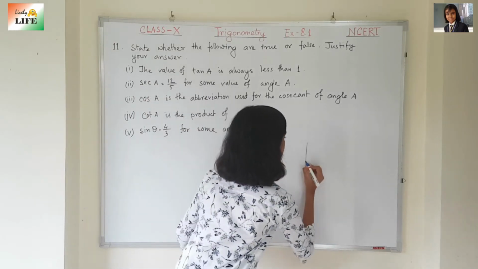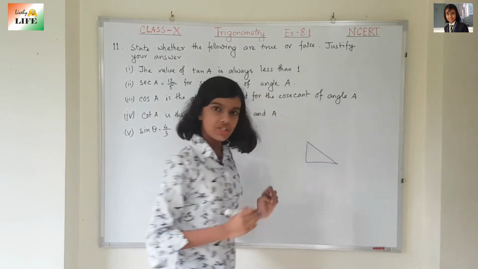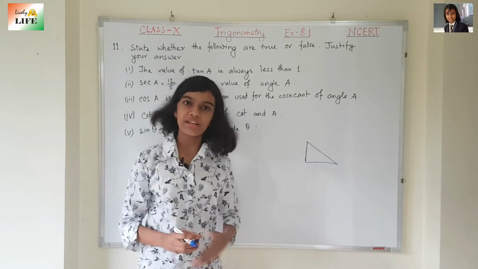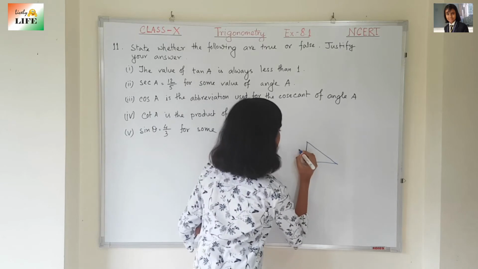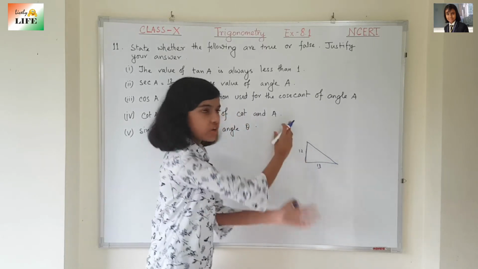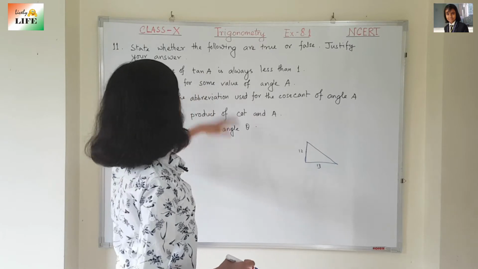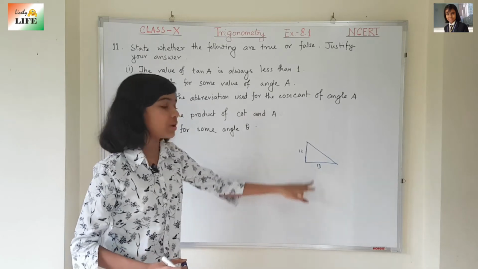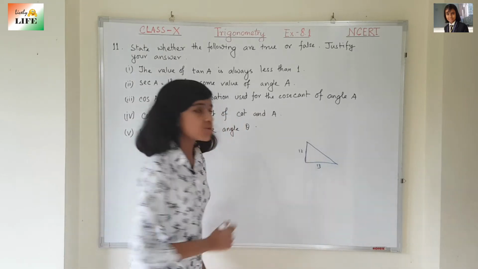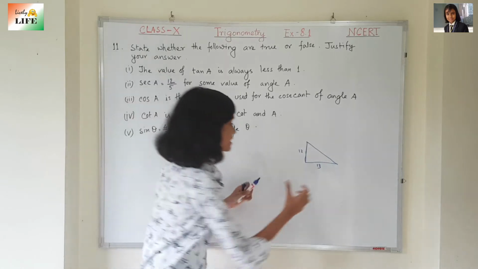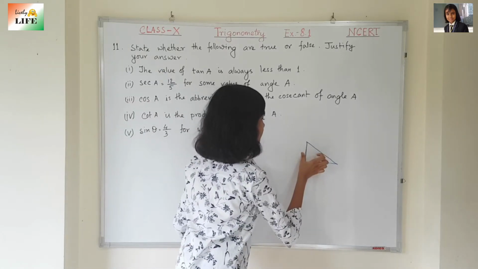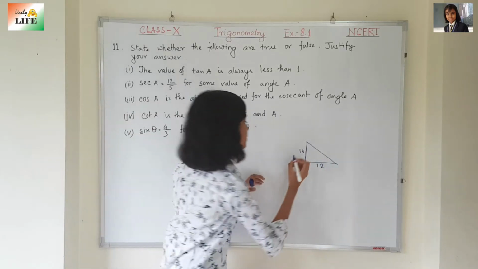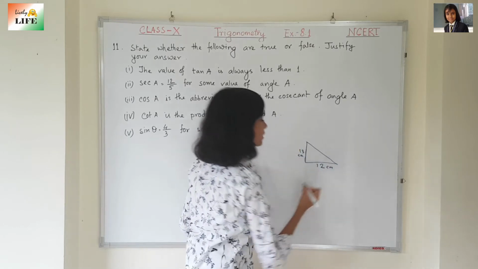In a triangle, the perpendicular can be greater than base or the base can be greater than perpendicular, right? The perpendicular can be 12 centimeter, it can be 13 centimeter, or the opposite can happen, right? So if it is tan A, then it will be 12 by 13. But if it is 13 by 12, is it less than 1? No, it can be like this, right? This can be 13 centimeter and this can be 12 centimeter.